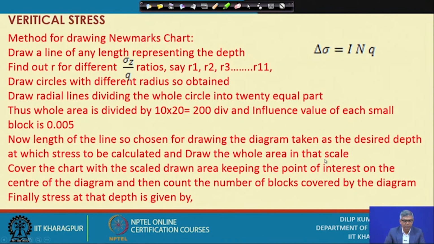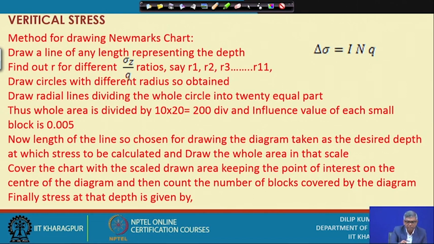You can see here the method for drawing Newmark's chart. First thing is you have to draw a line of any length representing the depth, suppose a 2 centimeter line. Suppose I have to draw the chart, I have to fix the length in such a way that, if I use A4 size paper, the 9th circle at least should come within the paper. So 2 centimeter, 3 centimeter, anything can be taken, and that line should also be drawn at the side, because that is the scale used for drawing this influence chart.